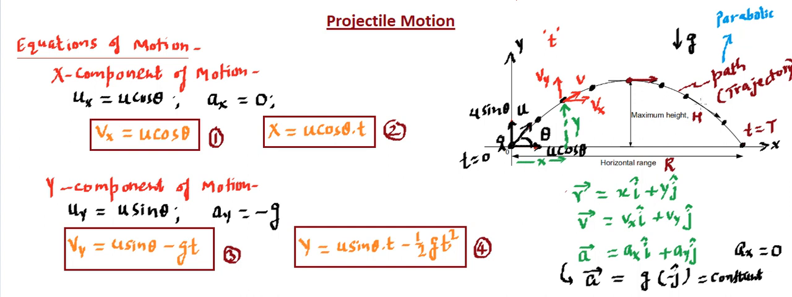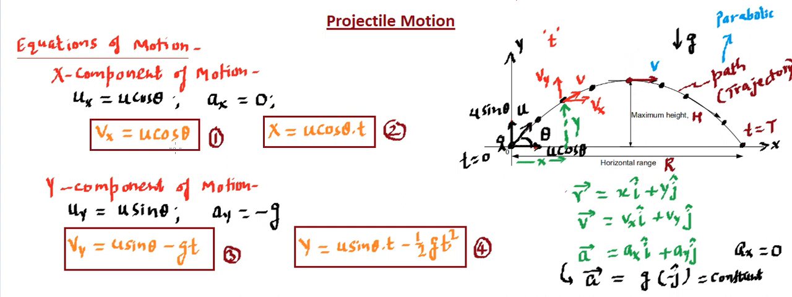Now, in the path at any location, if we draw a tangent, that tangent tells us the direction of instantaneous velocity. So velocity direction can be calculated by drawing a tangent. At this topmost point, if we draw a tangent, this will be the velocity at this location. You'll find this velocity is only in the horizontal direction. So at the topmost position, the vertical component of velocity is 0. There is only a horizontal component of velocity.